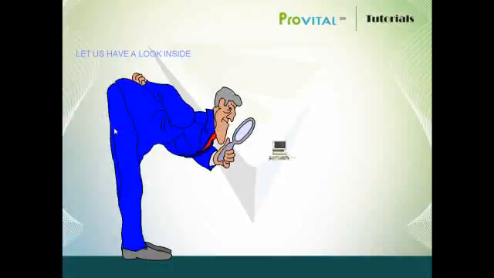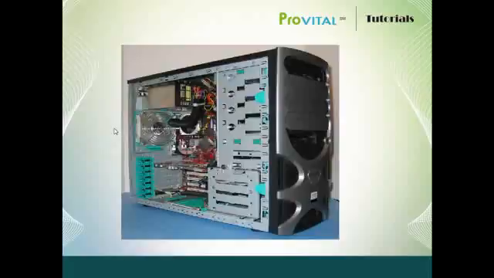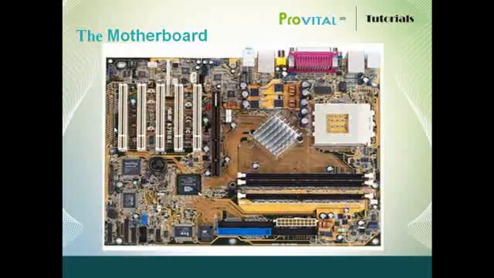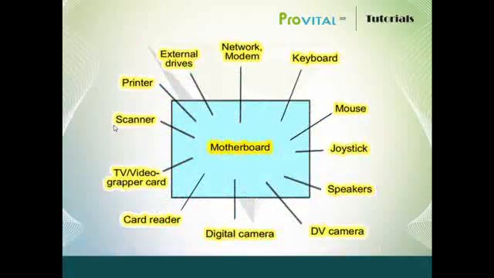Let us have a look at what's inside the computers. Here you can see one CPU showing what the cabinet consists of. First we have to talk about the motherboard. The motherboard consists of various external drives, network modems, keyboard, mouse, joysticks, speakers, DV camera, digital camera, card recorder, TV video, graphic card, scanner, printer, etc.